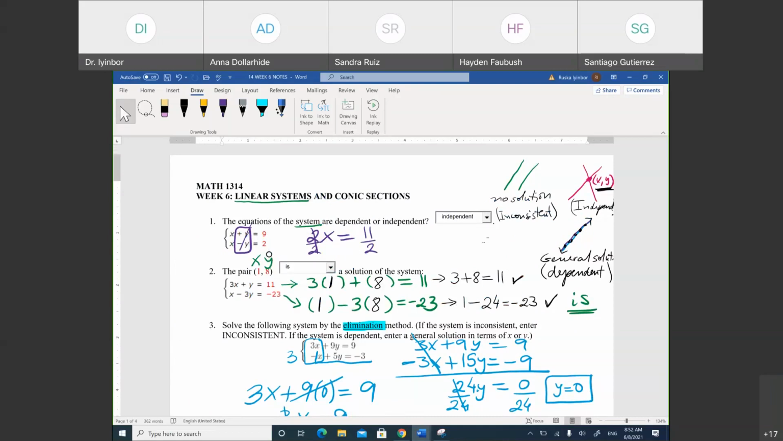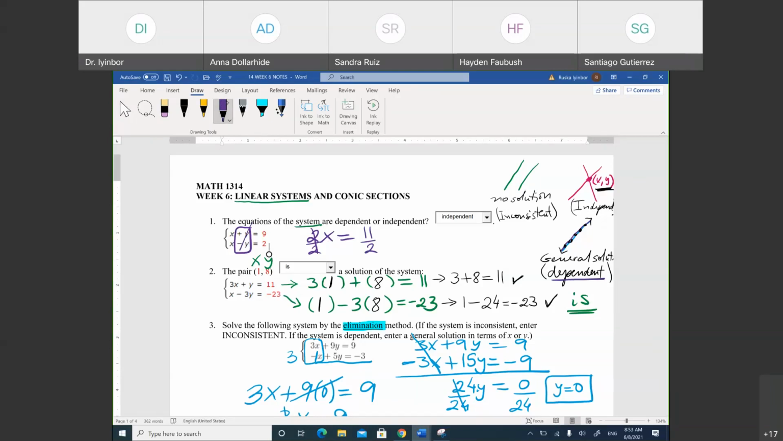You said that the 11 over 2 makes it X independent. What makes it independent, that we're able to solve it? Yes, thank you for asking. What makes it independent? Because you have X equals one number. Independent is only one solution. Dependent is when you have many solutions.